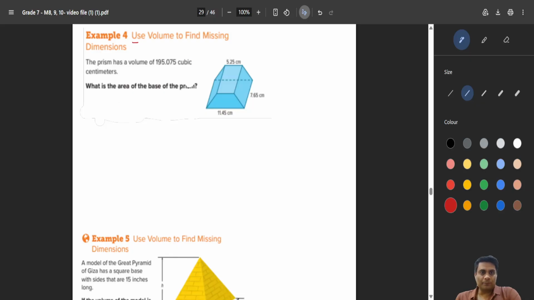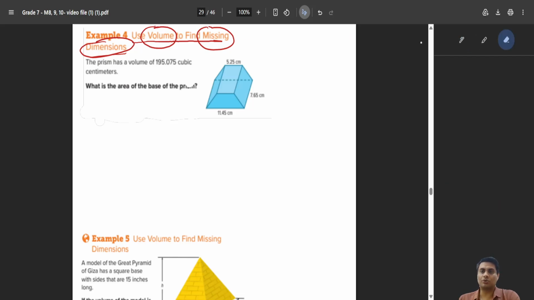Now type 4, use the volume to find the missing dimension. This time he will give you the volume, and he will ask you to find the missing dimension. Missing dimension can be anything, the height, the base area, anything. Let us try to read the question and see what he wants.